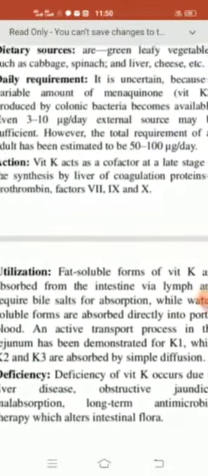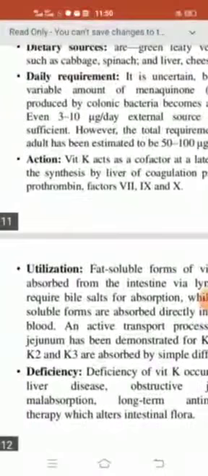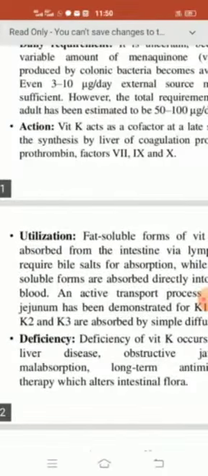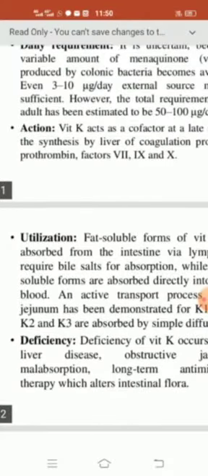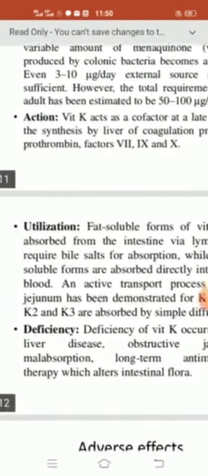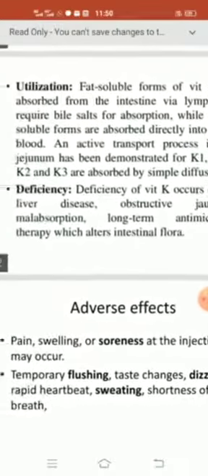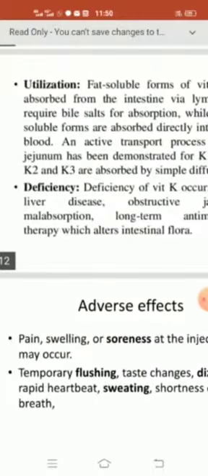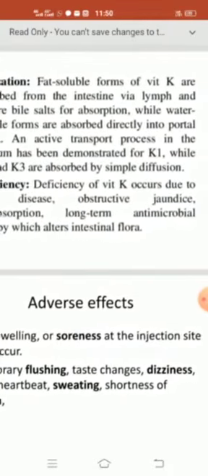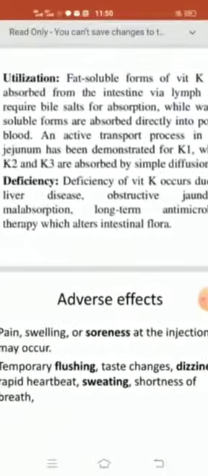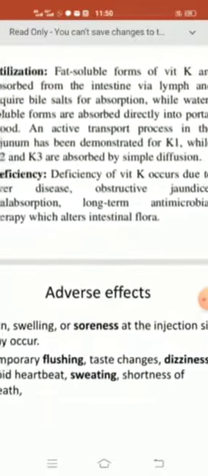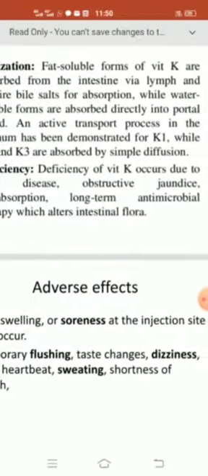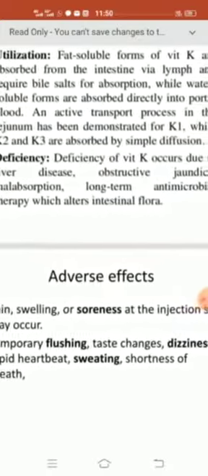Action of vitamin K: it acts as a cofactor at the late stage in the synthesis by the liver of the coagulation proteins, that is prothrombin and factors 7, 9 and 10. Then utilization: the fat soluble forms of vitamin K are absorbed from the intestine via the lymph and require bile salts for absorption, while water soluble forms are absorbed directly into the portal blood. An active transport process in the jejunum has been demonstrated for K1, while K2 and K3 are absorbed by simple diffusion.